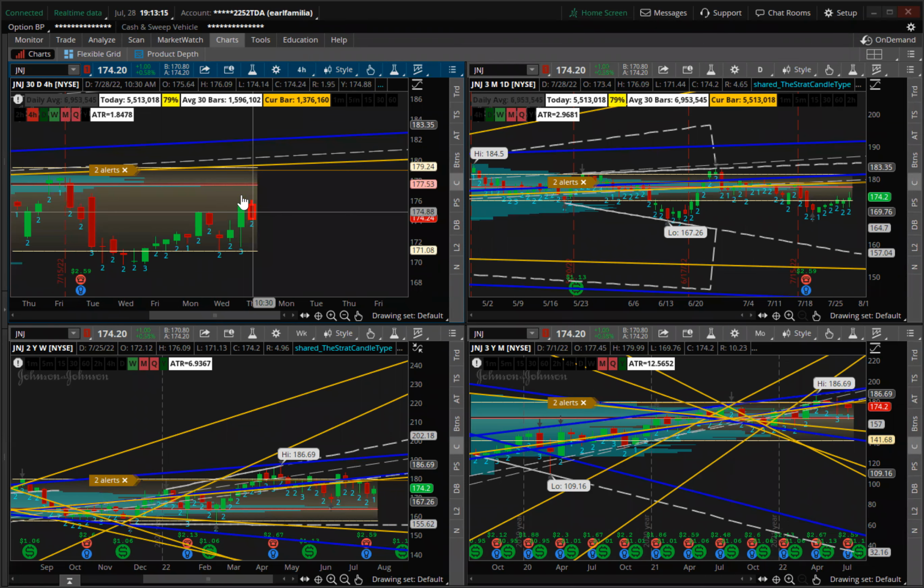That looks clean. I wonder what broadening formation is right here. Or is it this one? It might be this 4 hour. Could be it. But yeah, that looks interesting as well. So J and J to the downside, 322.